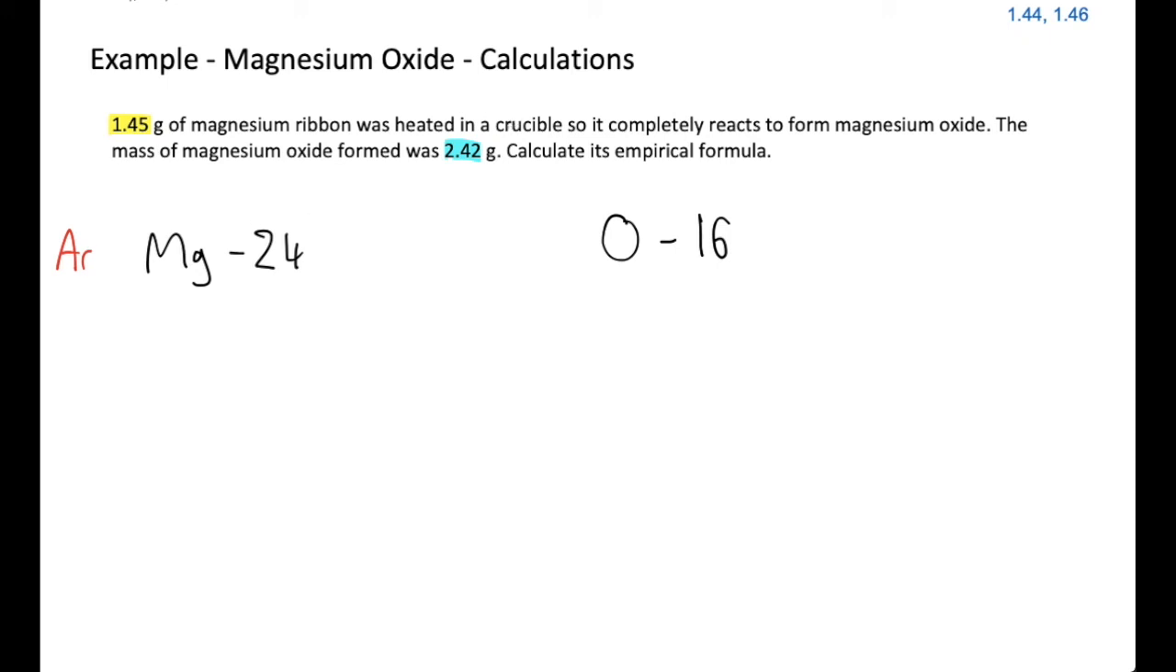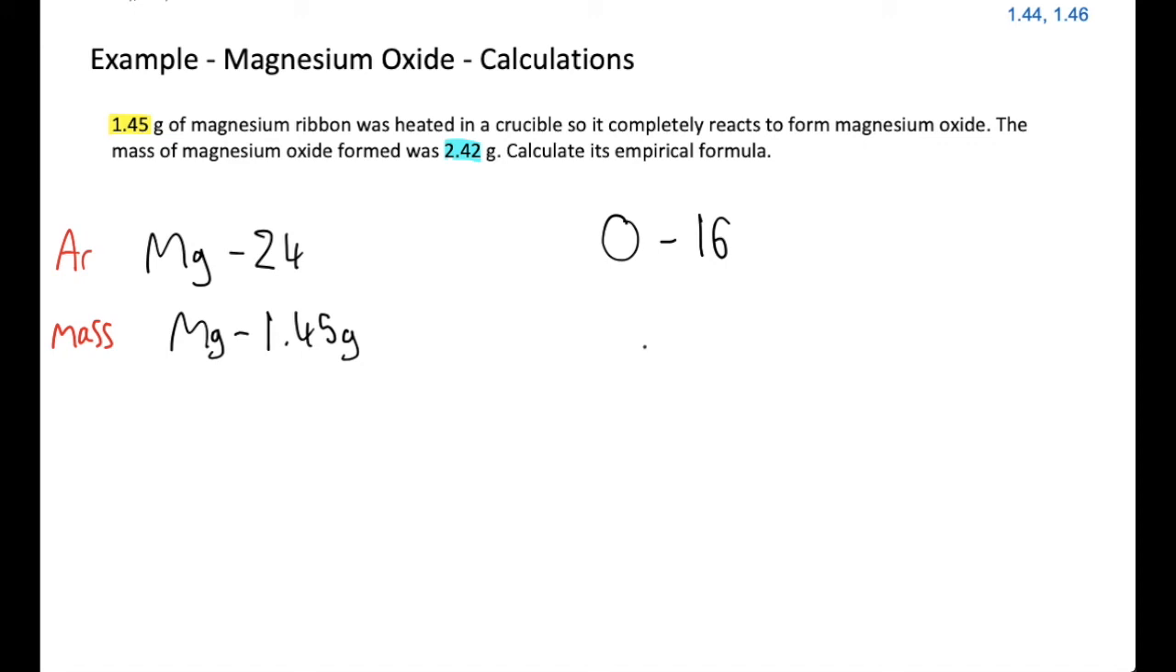And we'll start with magnesium when we do this. The mass we're given for magnesium is 1.45 grams. Because we place the lid over the crucible when we heat it, we can assume quite safely that the magnesium remains inside the crucible throughout heating, and therefore its mass stays the same. So the value of mass for magnesium is 1.45 grams.